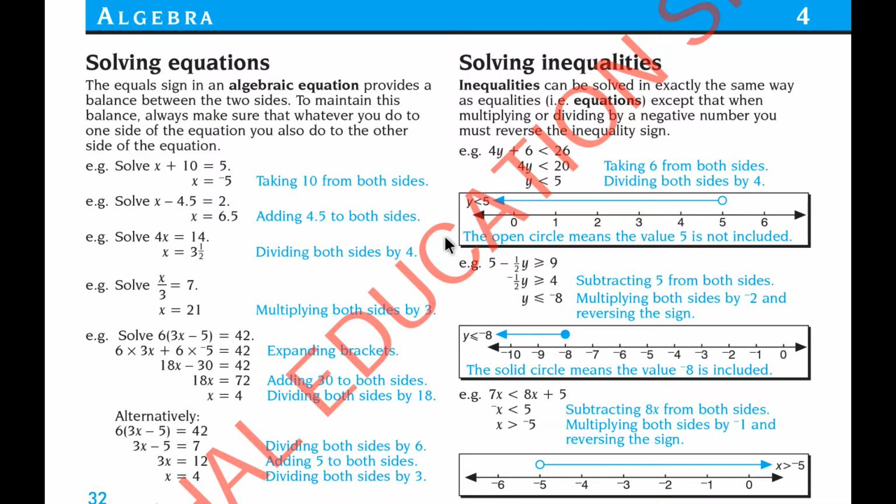Today we are going to discuss solving equations and solving inequalities under the algebra chapter. Okay, so let's start now.